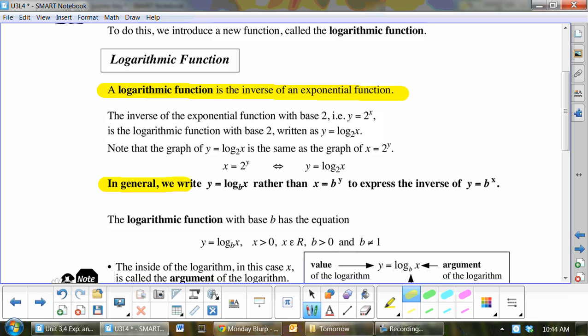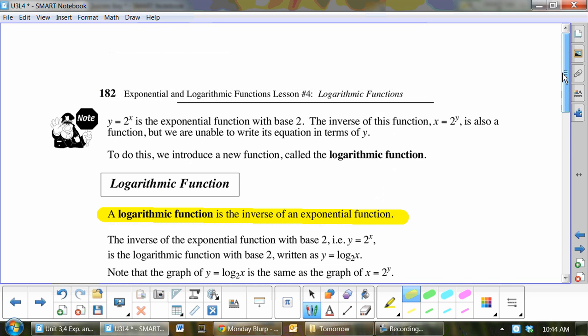In general, we write y equals log b of x rather than x equals b of y to express the inverse of y equals b to the x. Okay, now if that makes sense, you must be very weird. So just think of the sentence again. In general, we write y equals log b of x rather than x equals b of y to express the inverse of y equals b to the x. I'm going to try to explain that to you at the very top of your page here. So I want you to write y equals b to the x.